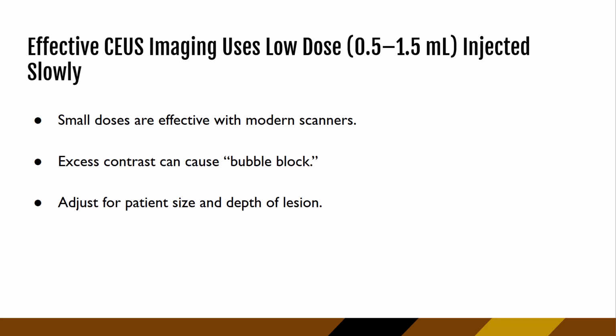Back in the early days of contrast agents, a lot of times the agents were given in really large doses, but that often caused acoustic shadowing known as a bubble block, and then that would limit the visualization of the deeper structures. So today's agents and ultrasound machines are much more sensitive, which allows for smaller doses and then better image quality as well. We always kind of adjust the dose based on the patient's size and what organ we are trying to look at.